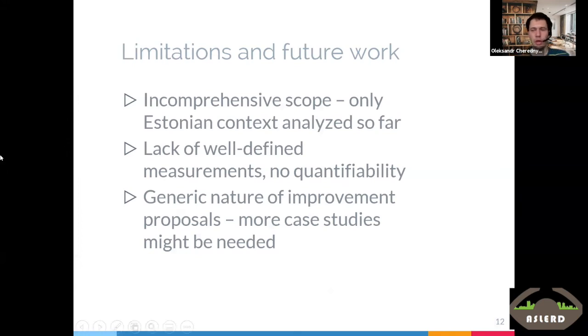And finally, moving on to the limitations. So first of all, the problem is the incomprehensive scope of the study, because we applied it only on the Estonian landscape. It would be good to take a couple of other countries and examine if that's applicable there. Then there is a lack of well-defined measurements. There is no way to quantify those gaps. For example, we can't say that if the country systems have a grade of 5, then everything is fine. So the quantifiability is not present. And finally, the other limitation is the generic nature of suggestions. Perhaps more case studies will be needed in the future.